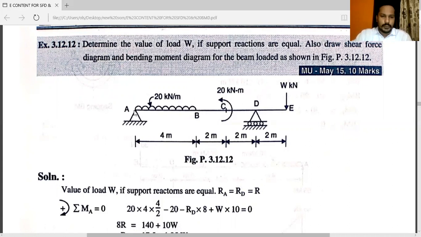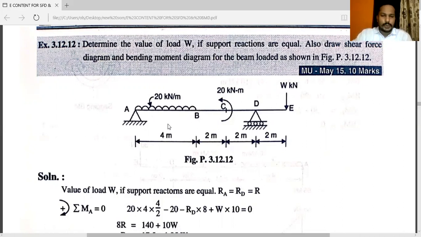See this diagram. At point A to B, uniformly distributed load is given. That is 20 kilonewton per meter. At point C, the additional moment is given. You can see this additional moment, that is 20 kilonewton into meter. So at point E, W kilonewton is acting vertically downward.